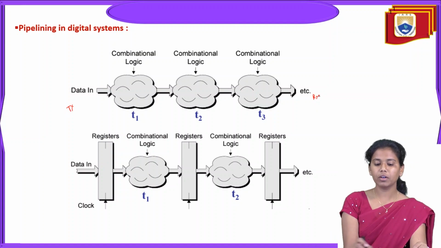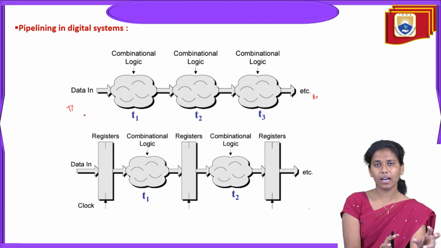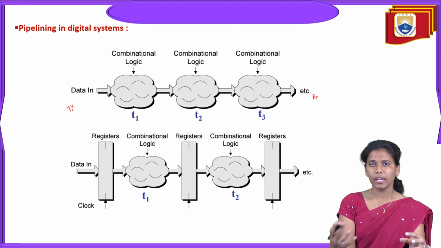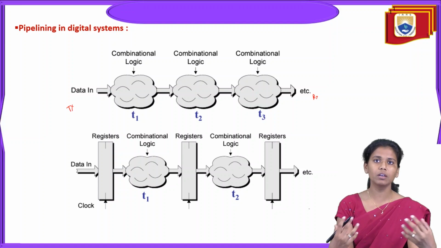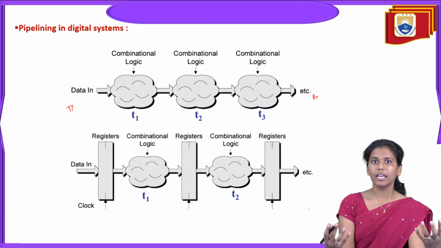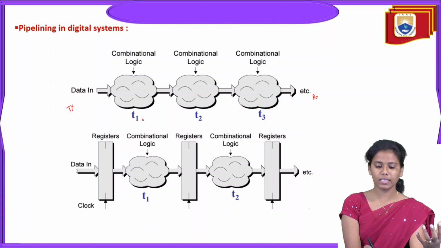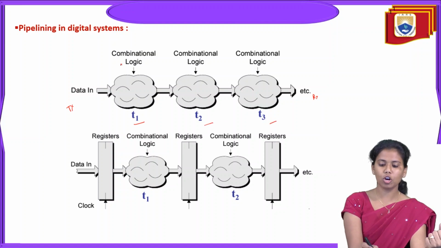So at the transmitter, I'm sending some data, and that data has to reach the receiver at some particular time, with some time delay. So that receiving of data can be done in terms of some time delay. Let's say T1, T2 and T3. Okay, so these are the combinational logic.